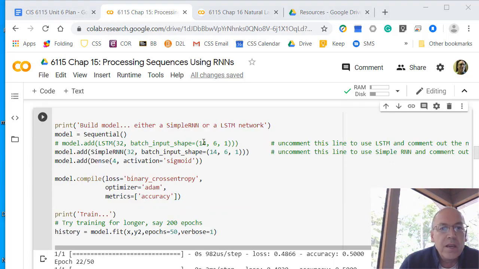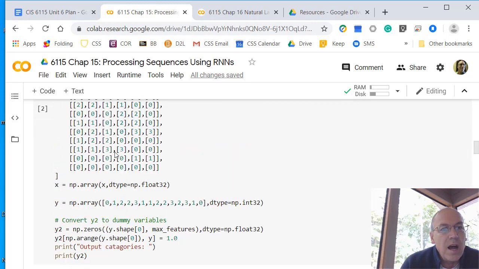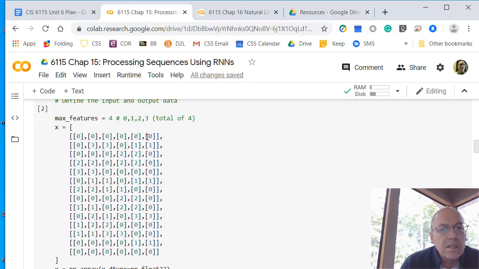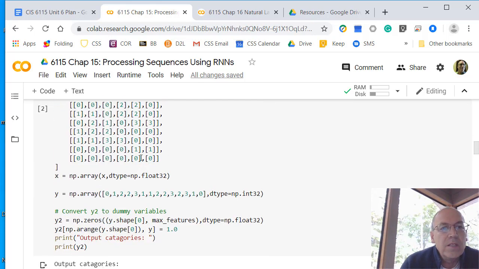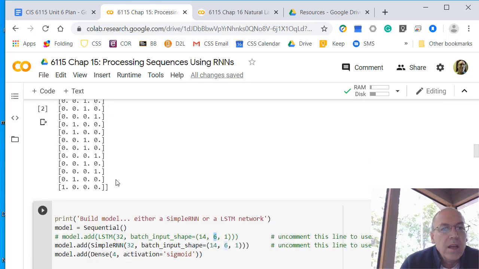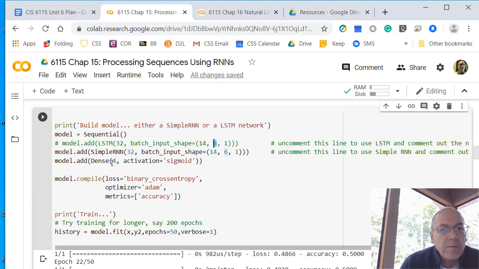So our input's going to be 14 sequences, and each sequence is going to be 6 objects long. And so we're actually using fixed length sequences here, although we could use these for variable length sequences. And then we just have one input here. And we have an output. We predict there's 4 types of cars or objects, and we just want to predict the last one. So our output is one of 4 classifications for this.